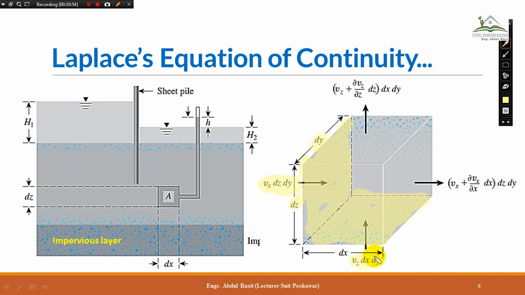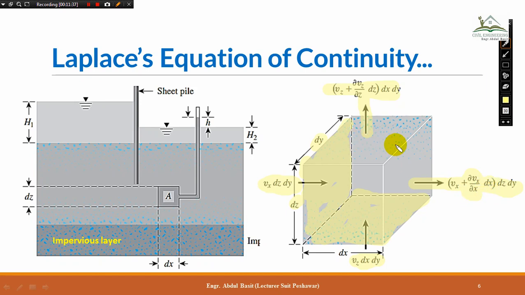Now this is the inlet velocity, that is, the velocity at the inflow of the water. This is the outflow in the x direction, and this is the outflow in the y direction. So in the x direction the inflow is Vx multiplied by dz dy, and the outflow is Vx plus the small change in the velocity that occurred over a small change in horizontal distance, and this is dx, which is the derivative of this term.